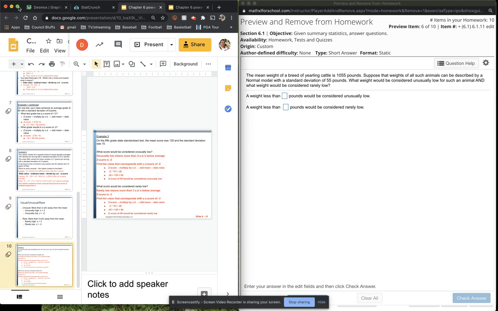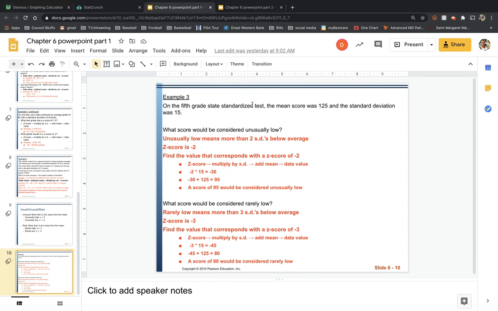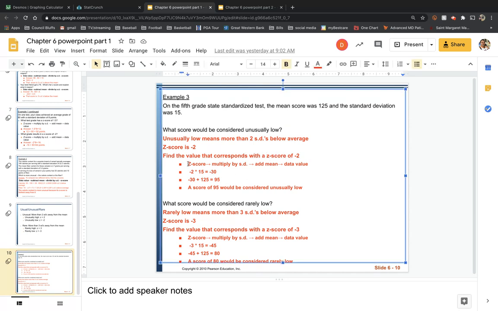Let me bring this up here. So to find unusually low, that means that we are more than 2 standard deviations below average. So unusual means more than 2 away. So that means our z-score has to be negative 2. That means we're going to find the data value that corresponds with a z-score of negative 2, which means we're going to do this right here.